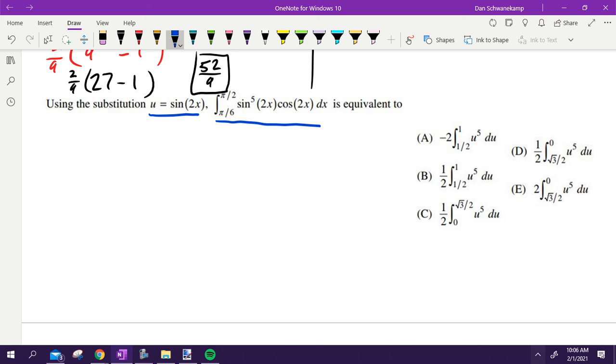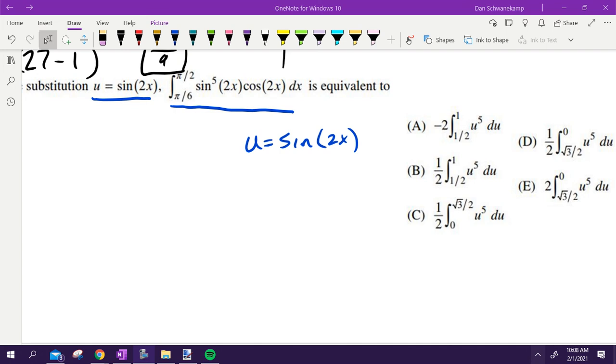You are trying to figure out which of these answers is the same as this guy right here once you've plugged in what u is. Use your brain for a second. Talk with your neighbor. See if you can figure your way out. Show me an answer once you get it. A, B, C, D, or E. Go and finish all the way here.